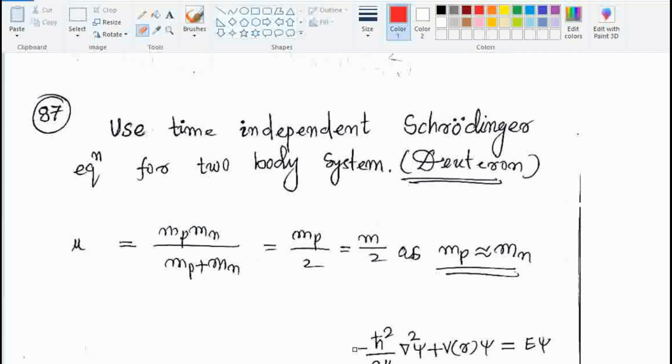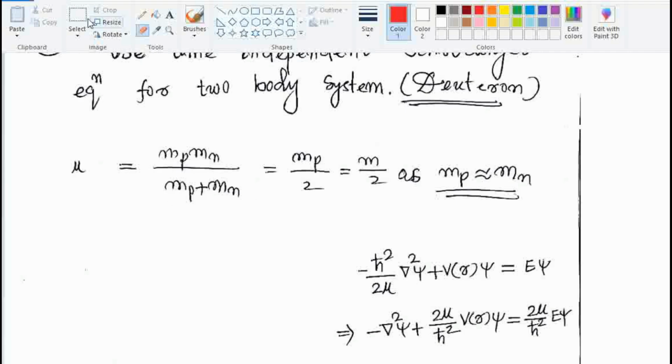Let's see the solution. But remember that this Schrodinger equation can be applicable only for a single particle system. But here the deuteron is a two body problem. It has one proton and one neutron, so it is a two body problem. So what do you have to do to convert it to a single body? You have to take the reduced mass of this system. If you take the reduced mass, then it will become a single body, because now we are solving this question in the center of mass frame. That's why we have taken the reduced mass. So mu is the reduced mass and it is equal to m by 2.